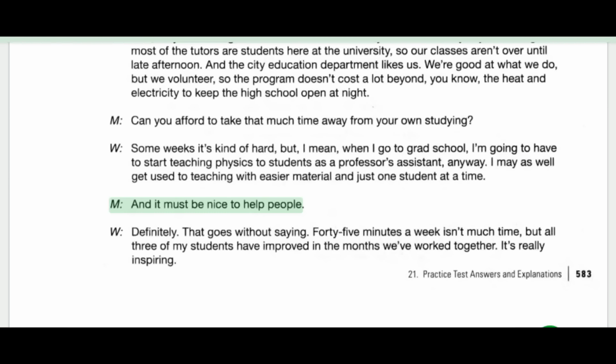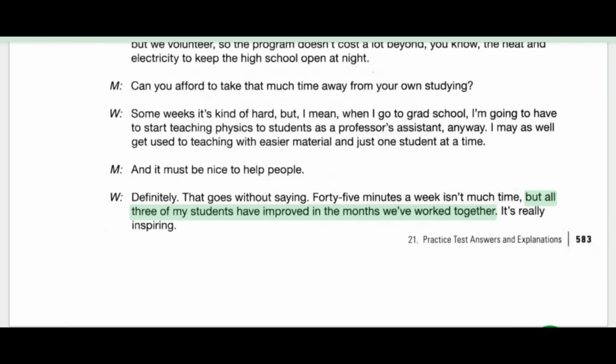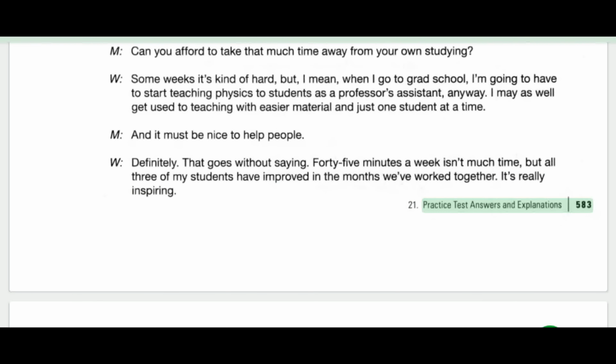And it must be nice to help people. Definitely. That goes without saying. 45 minutes a week isn't much time, but all 3 of my students have improved in the months we've worked together. It's really inspiring.